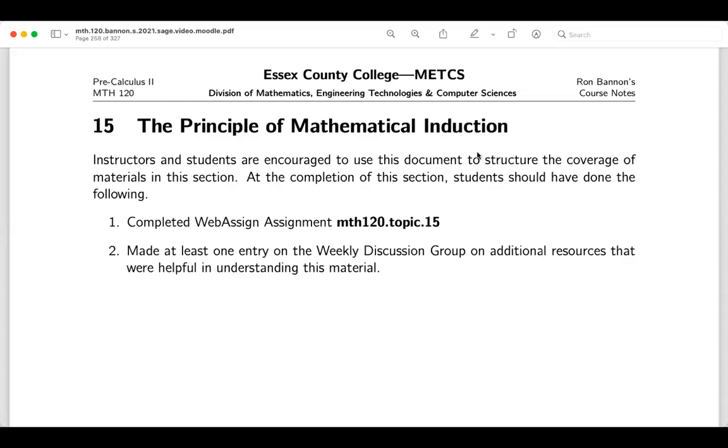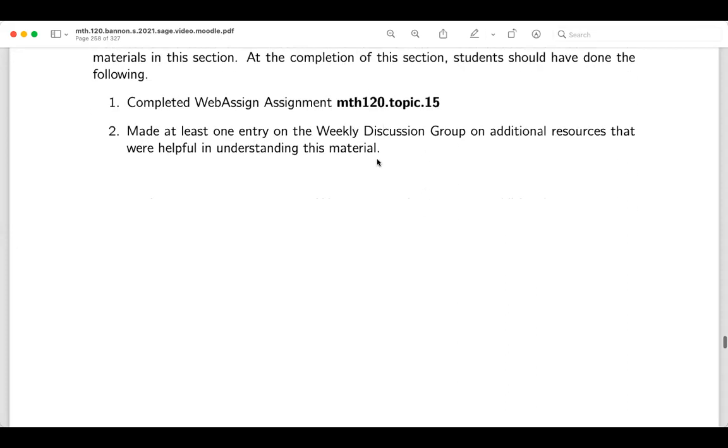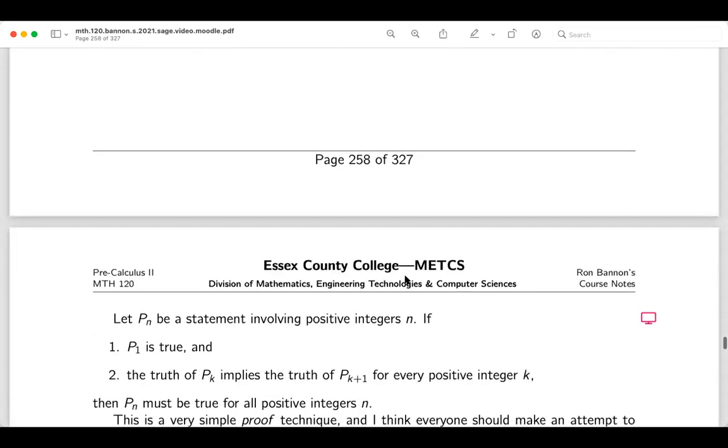Okay, section 15 of the notes. This is the part where we're going to just talk about what we've done, what you need to do. It's the principle of mathematical induction, typically abbreviated PMI. Once you complete this, including the homework in this section, you're to do the web assignment, Math 120, topic 15. Also try to do something in a weekly discussion group if you can.